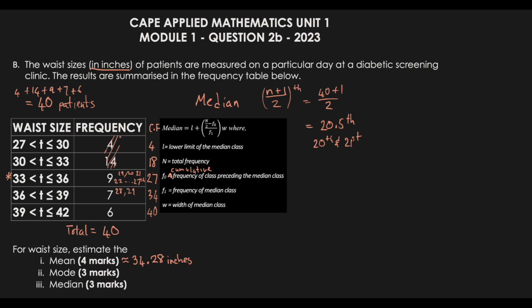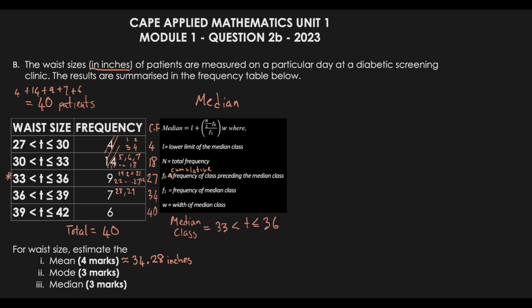Remember we said the first 4 people would be here: the first, second, third, 4th person would be in here. Then from inside here would be the 5th, 6th, 7th, straight up until the 18th person. Then we come over here, where we have the 19th person, 20th, 21st, straight up until the 27th. So I know that our 20th and 21st person will fall within this class here. So this here is our median class. Now this is our reference for anything that says median class in this question.